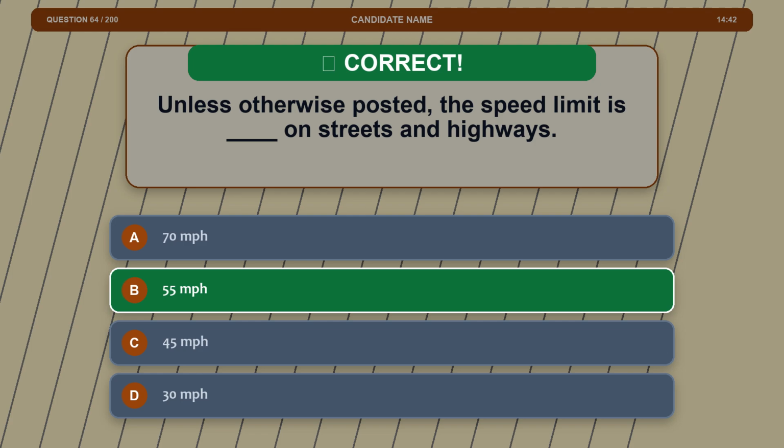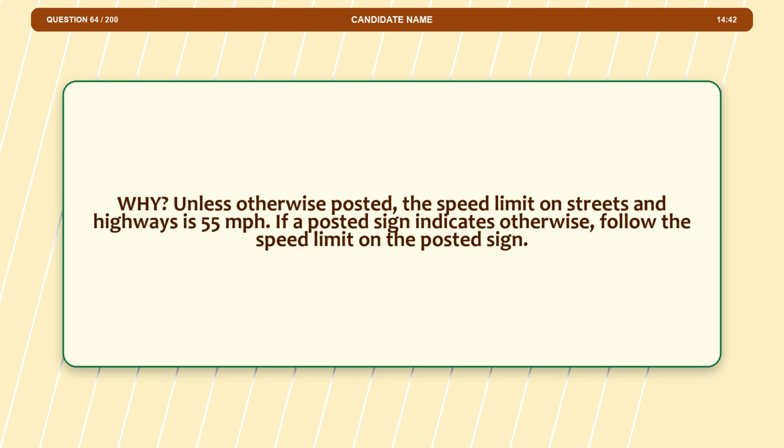The correct answer is option B. 55 miles per hour. Explanation: unless otherwise posted, the speed limit on streets and highways is 55 miles per hour. If a posted sign indicates otherwise, follow the speed limit on the posted sign.